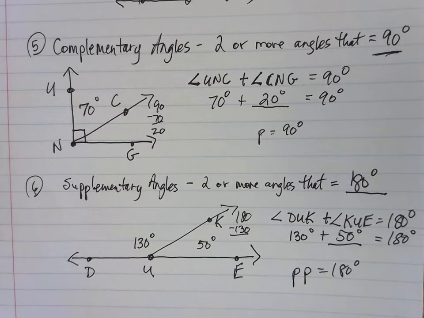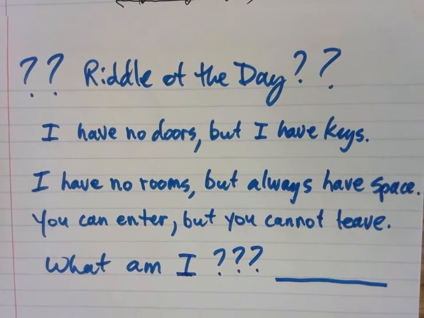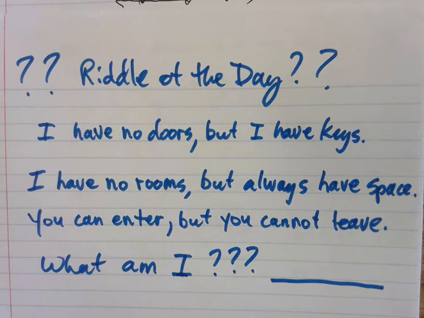Now that puts us... Oh yeah. All right, I got somebody coming to visit you. Here we go. Hello, people. It's time for today's riddle of the day. All right, are you ready? I have no doors, but I have keys. I have no rooms, but always have space. You can enter, but you cannot leave. So what am I? That one's a good one. I have no doors, but I have keys. I have no rooms, but always have space. You can enter, but you cannot leave. What am I? So if you know the answer to the riddle of the day, you know what to do. Just email it in. Get you some extra points. Until next time, ciao for now, baby.